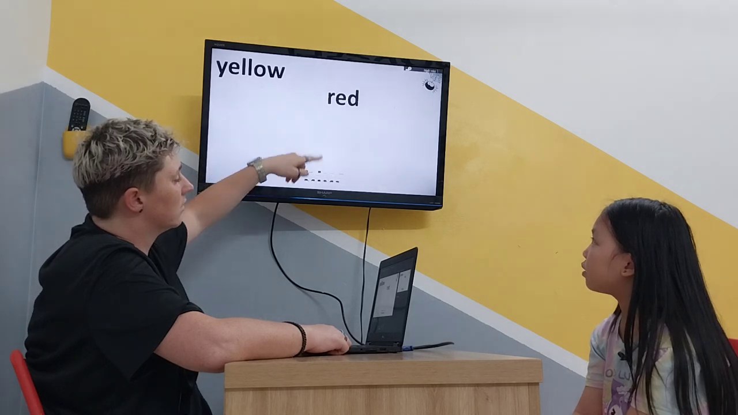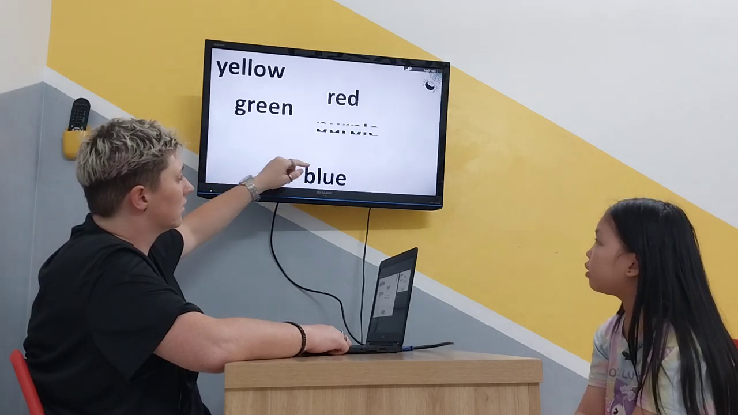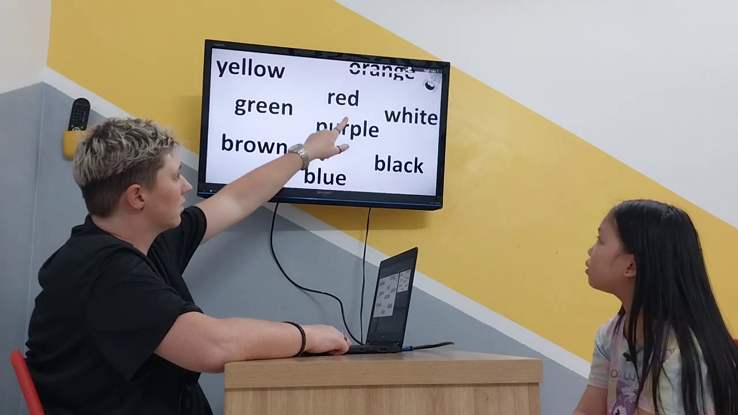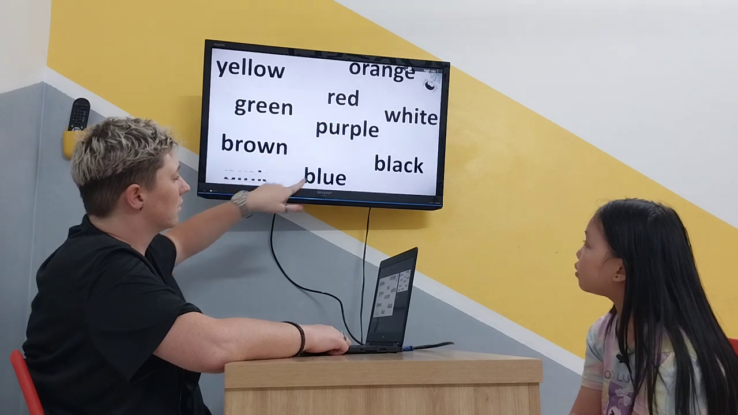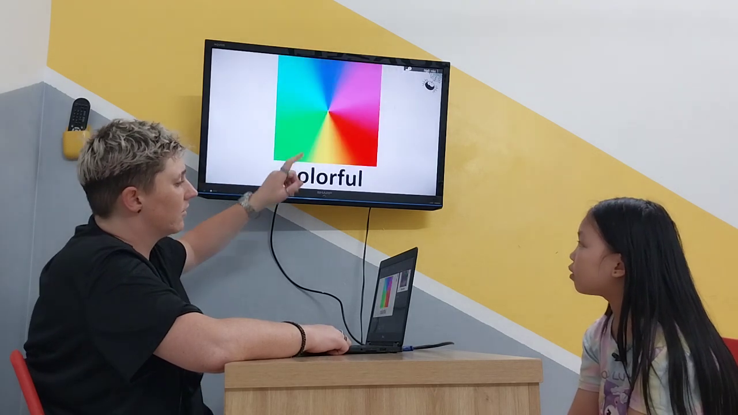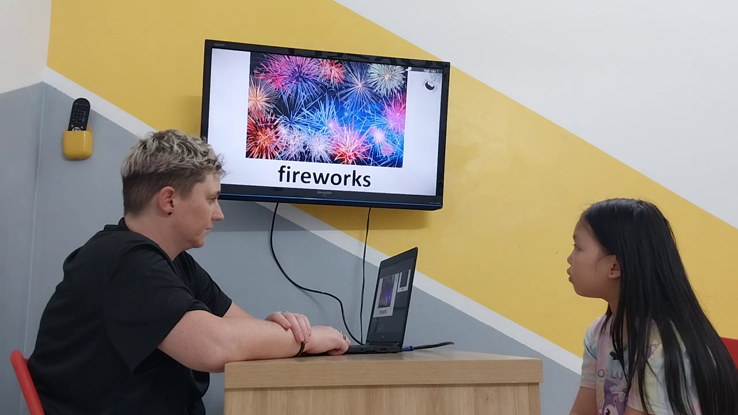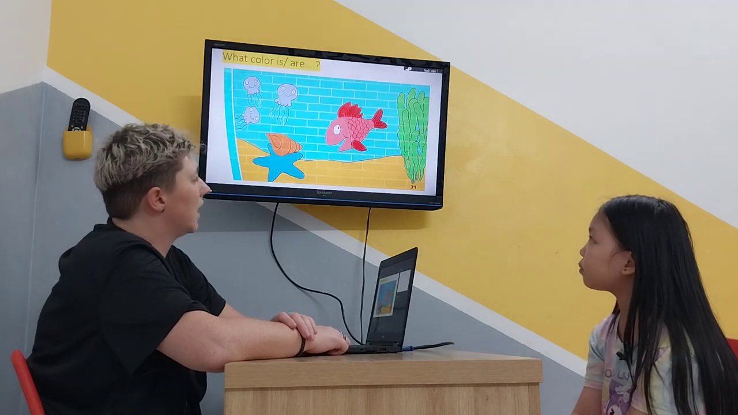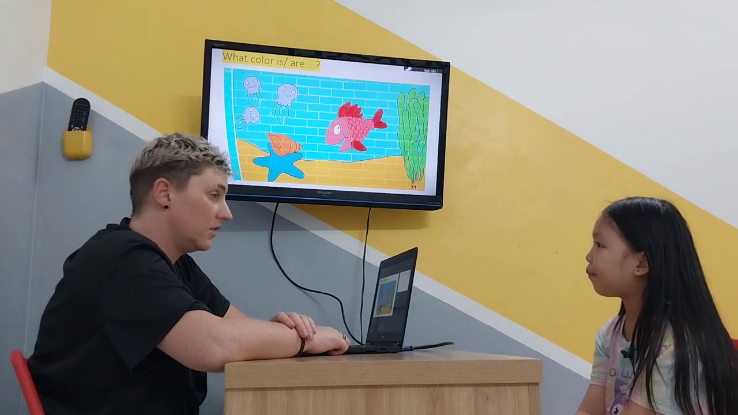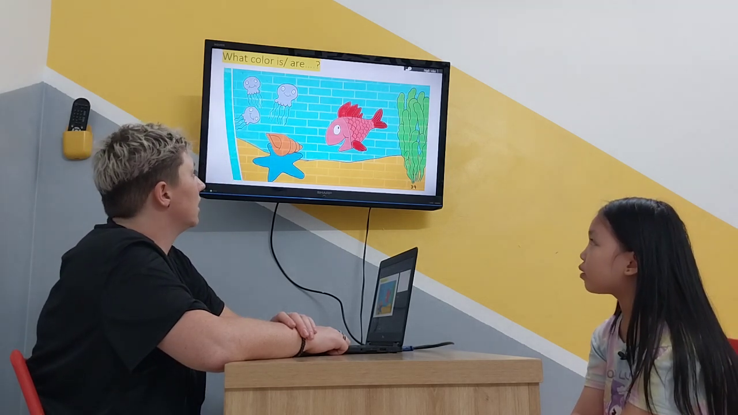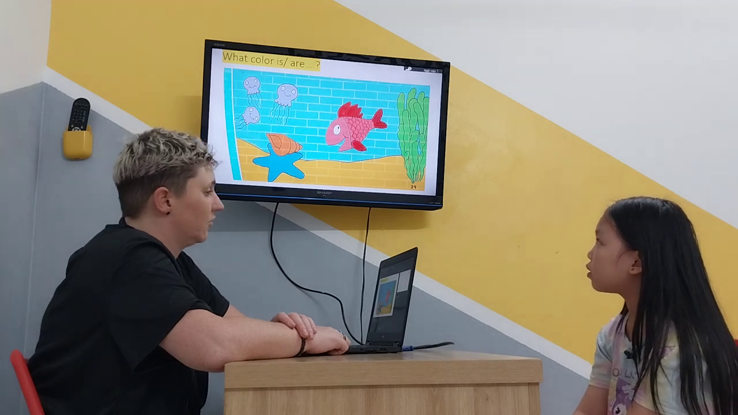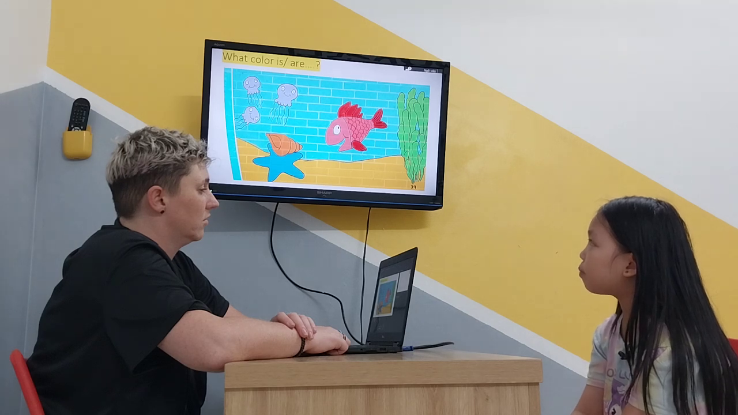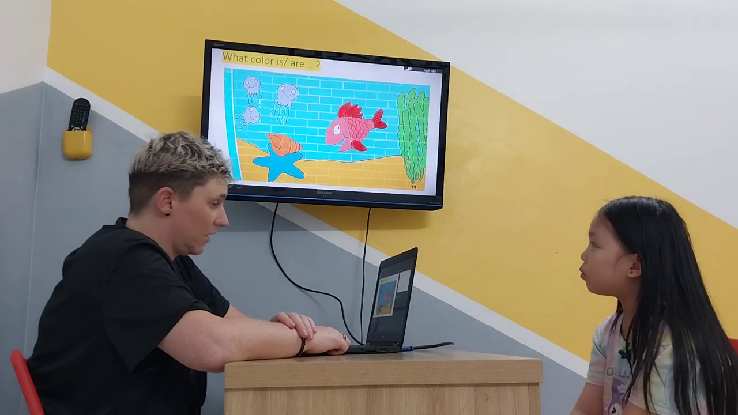Okay, unit 3. Read the colors for teacher. Yellow, red, blue, green, purple, black, brown, white, orange, pink. Okay. Colorful. Okay. Firework. Okay. Duck. Line. Okay. Teacher will ask you one question, you answer, and then you ask teacher the question. Okay? What color are the jellyfish? The jellyfish, they are purple. Good.